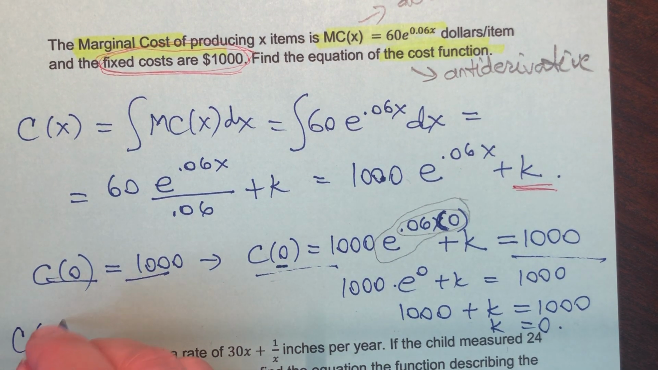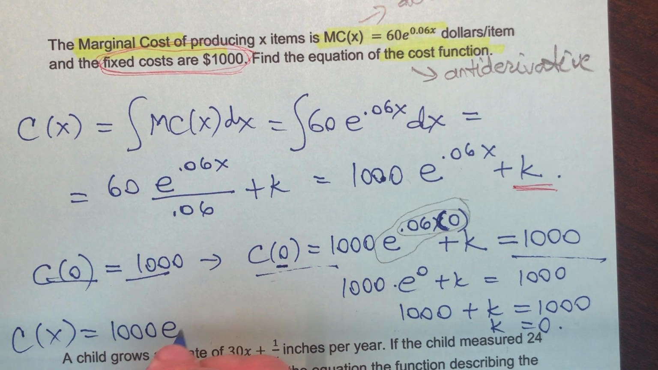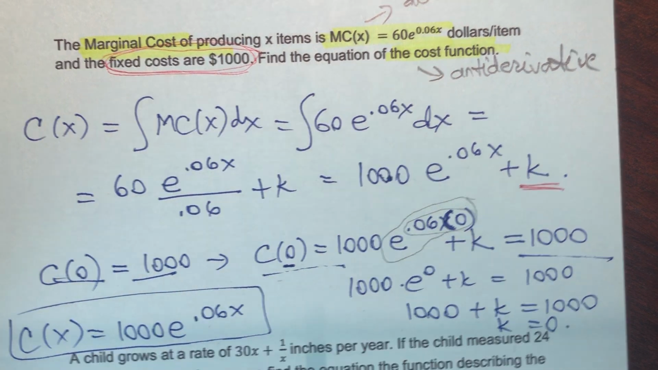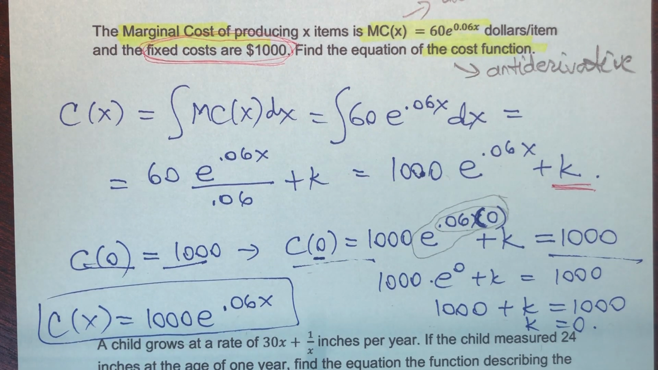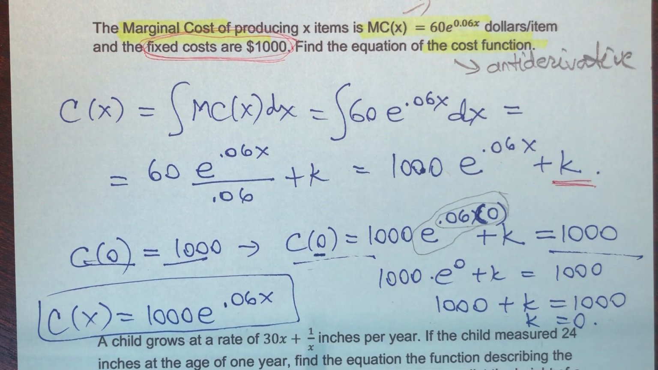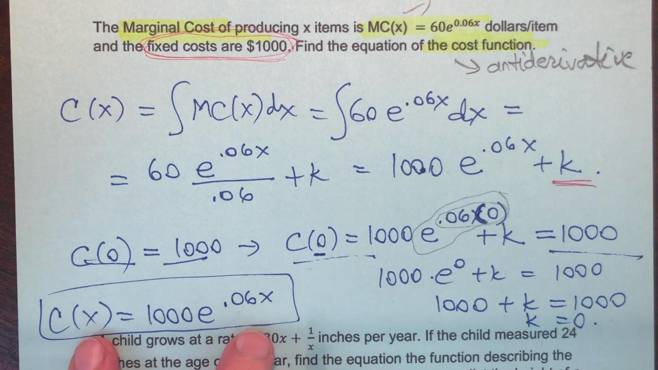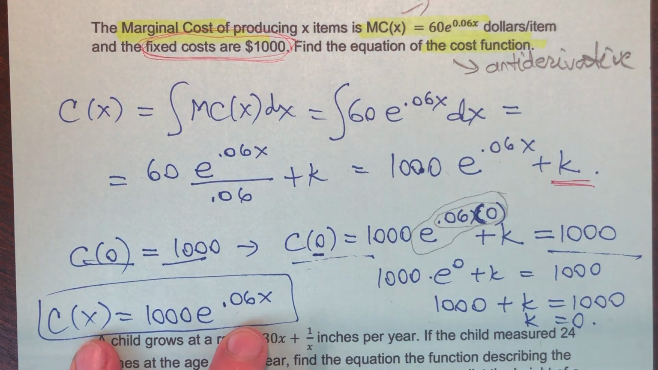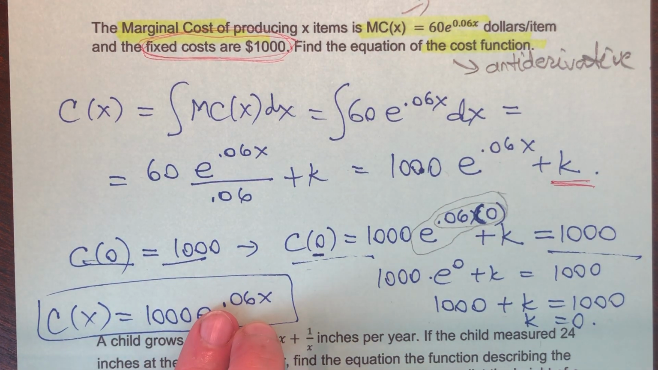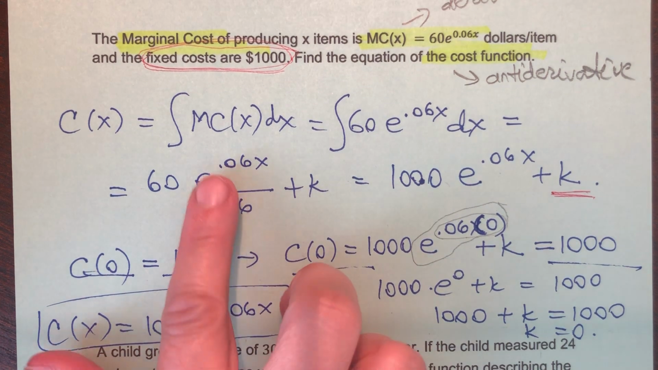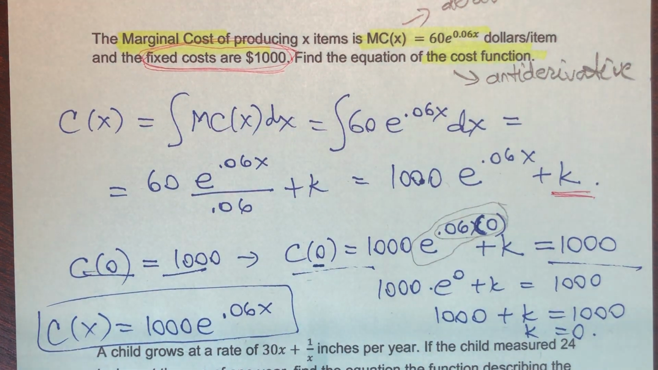So what is my cost function? My cost function is 1000 e to the 0.06x plus 0, but plus 0 is itself. So there you go. Let's test it. Let's plug a 0 into this function. You get 1000, since e to the 0 is 1. So the fixed costs are 1000. So it works.